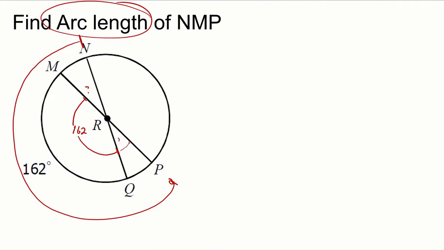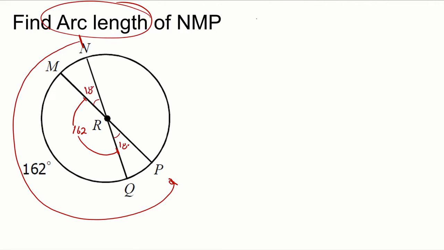And so if we do 180 minus 162, we get that this little guy right here is 18 degrees. And what do we notice about these two angles? They're vertical angles, so this should also be 18 degrees.